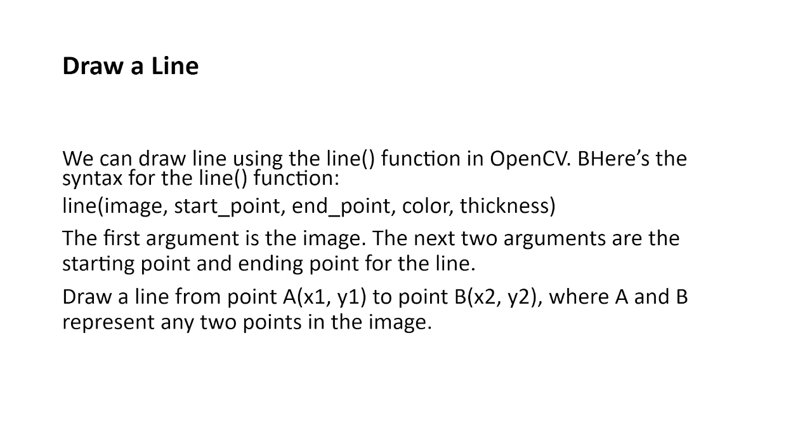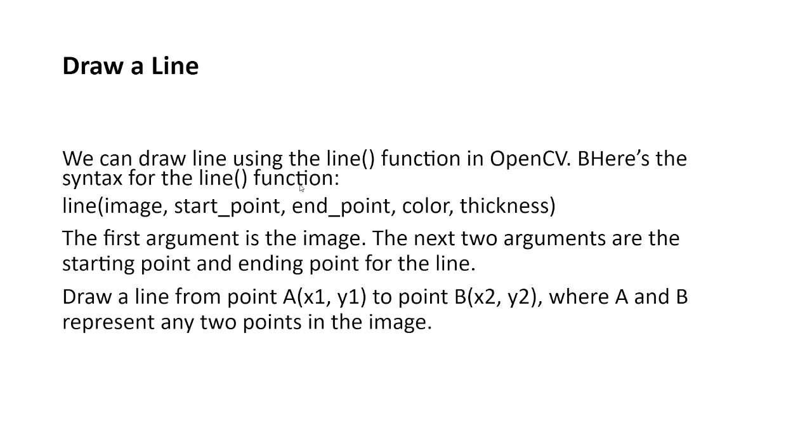So here is how we are drawing that line on that particular image using OpenCV with your pixel array. We can draw the line using the line function in OpenCV. The syntax of line is line, and your image, a start point, end point, color and thickness. So the first argument is nothing but the image.